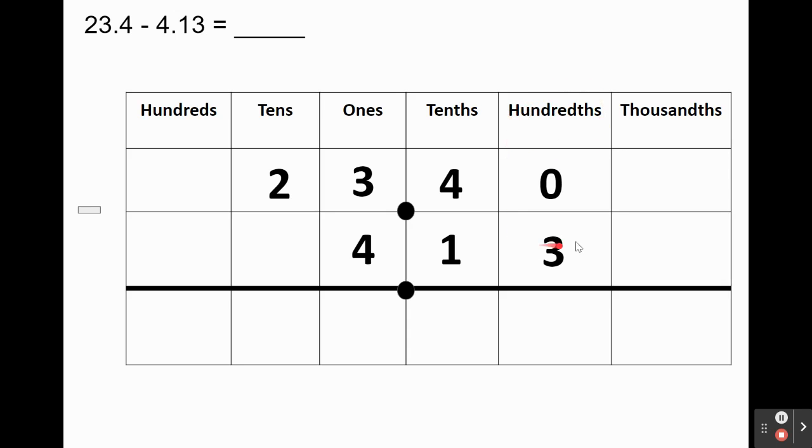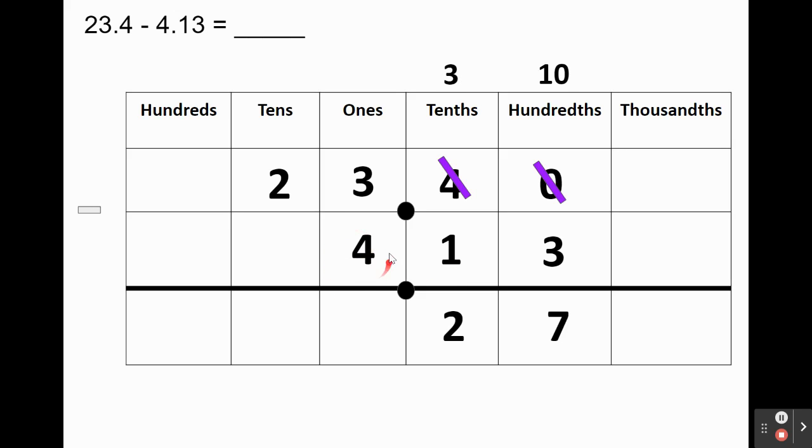I noticed that I cannot take 3 hundredths away from 0 hundredths. So this means that I need to regroup from the tenths place. So I'm going to cross out my 4 tenths and put 3 tenths there, and I'm going to regroup 1 tenth into 10 hundredths. Now I can subtract 10 hundredths minus 3 hundredths, and that gives me 700. Whoa. Getting a little ahead of myself there. So 10 hundredths minus 3 hundredths is 7 hundredths. And now I can do 3 tenths minus 1 tenth is 2 tenths.